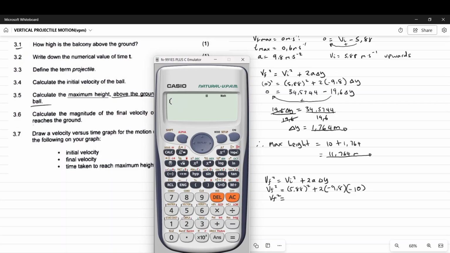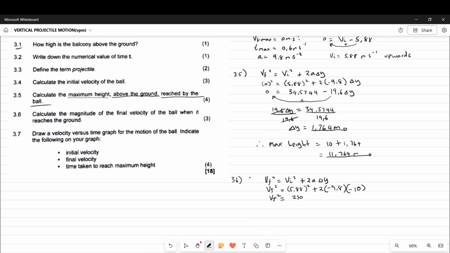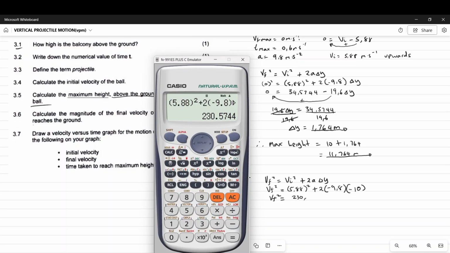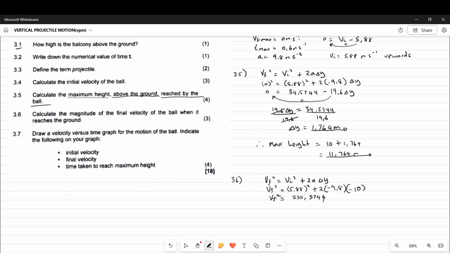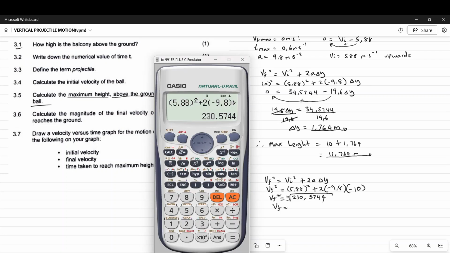Let's open that, [5,88] squared plus 2 times [-9,8] times [-10], right? And now the final answer is 230,5744, and then square root that. So V final, remember when you square root any answer, it's either positive or negative, so let's square root that.